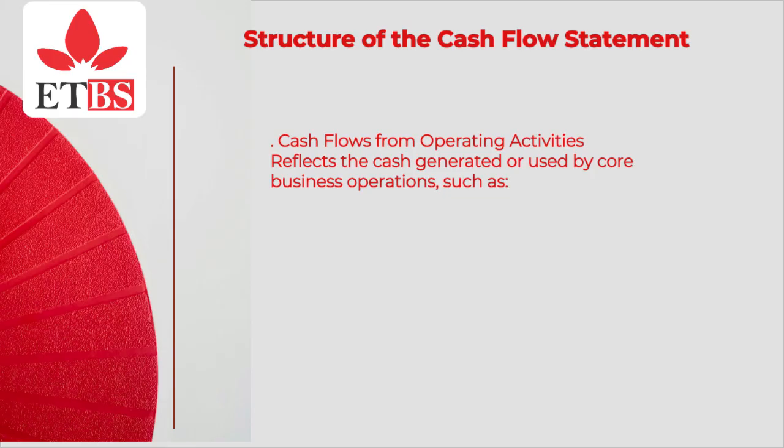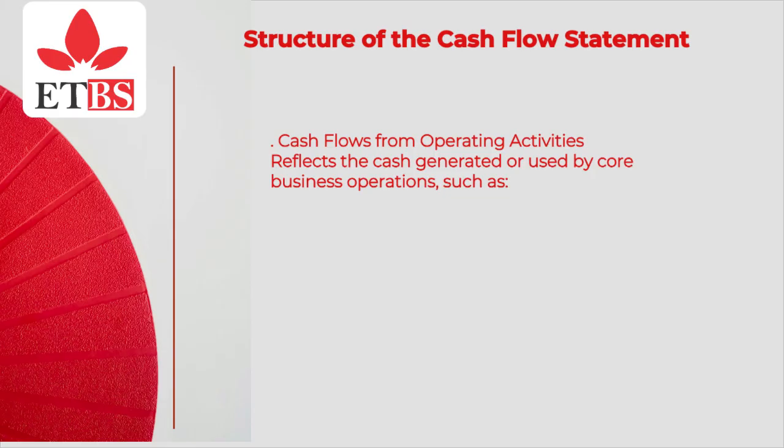B. Cash flows from investing activities reflects cash used in or generated from long-term assets and investments, such as purchase or sale of property, plant, and equipment, PP&E, investment in securities or subsidiaries, and proceeds from the sale of long-term assets. Example: sale of equipment equals 500,000 naira. Purchase of land equals 1,200,000 naira. Net cash from investing equals negative 700,000 naira.